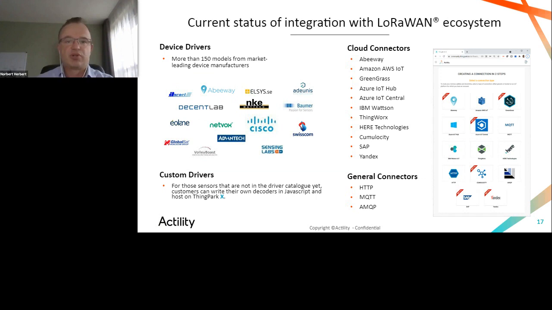This slide shows our existing ecosystem. So we have more than 150 drivers deployed on our platform already, more than 15 connectors. A few of them are standard connectors like HTTP, MQTT, AMQP, or WebSocket. The rest are standard interfaces to run on cloud platforms like IBM Watson, Azure IoT Hub, Amazon IoT, and so on.